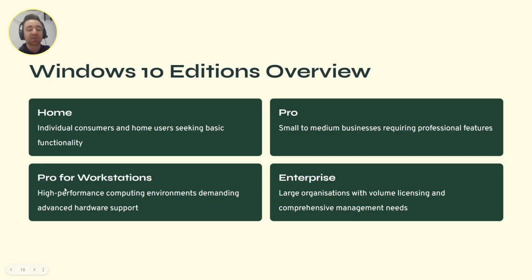Pro for Workstations is like if you need a lot of heavy physical hardware resources, a lot of CPUs, you're doing a lot of graphical performance type work. Think video editors, think people who are crunching a lot of numbers. They need a high performance system. And then you've got Enterprise, which is if you are in a large organization, things that really help you to manage a very wide variety of devices. That's a brief overview. Let's get specific.